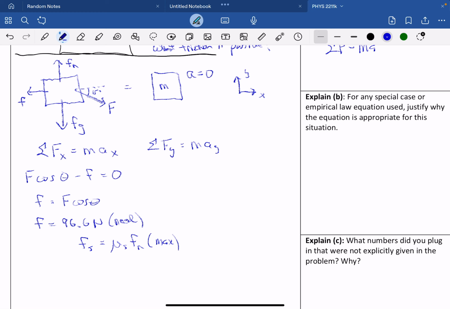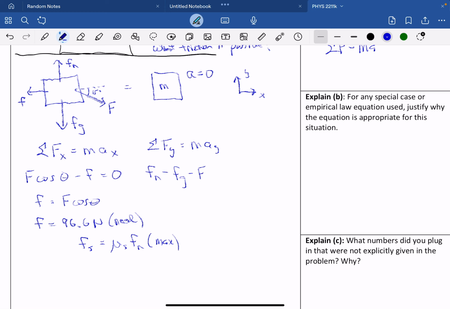So how do we figure this out? We need to know how big the normal force is. To figure that out, let's look at the forces in the y direction. The normal force is up. The force of gravity is down. And a component of the push, that F force, is also down.